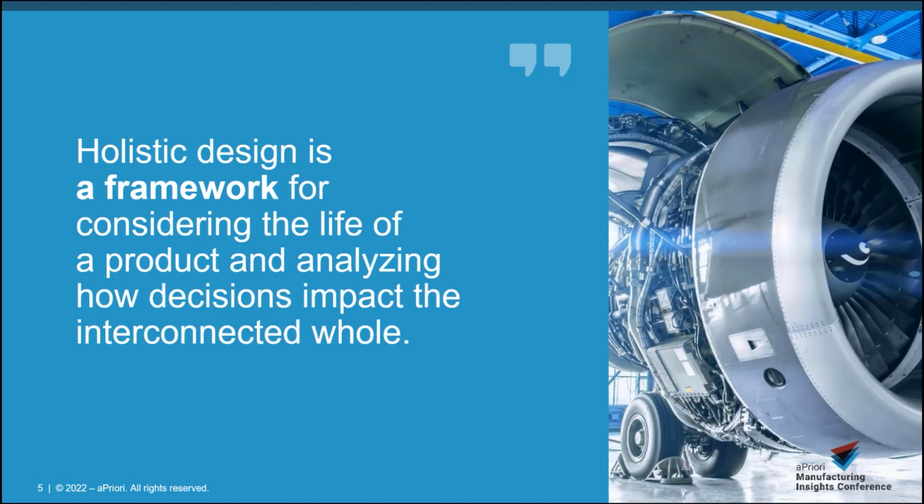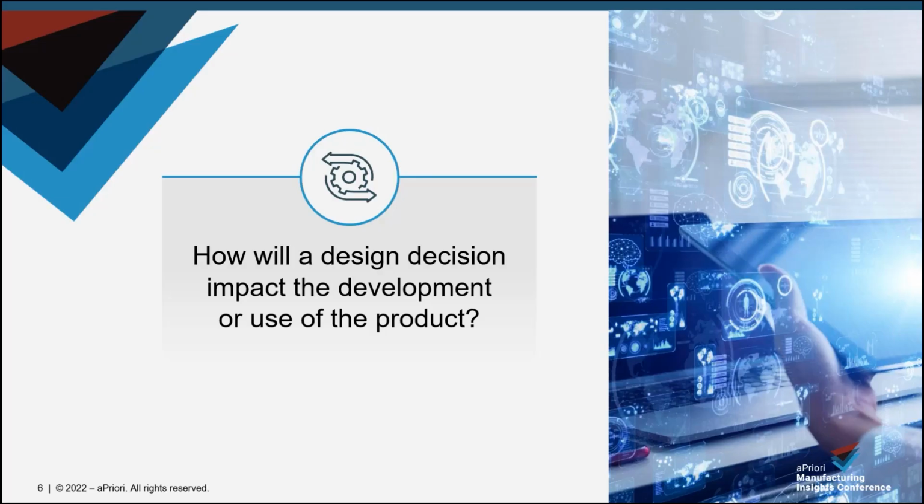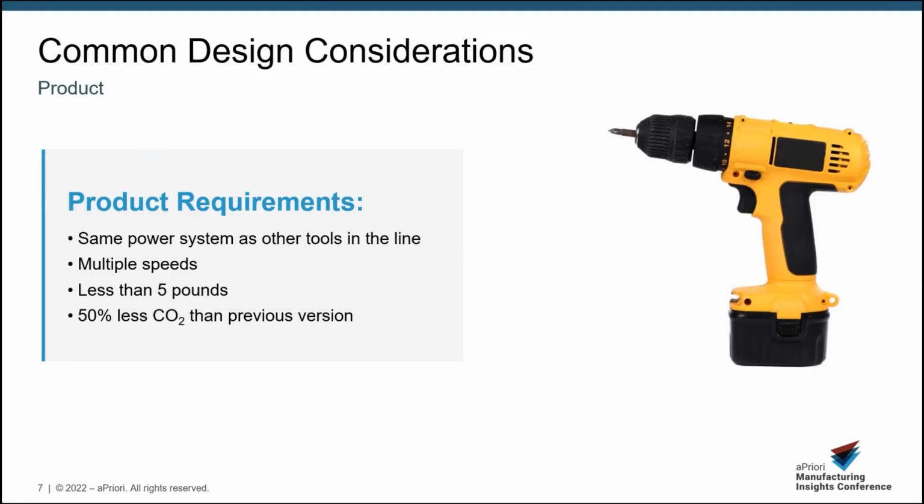Here's my definition. Holistic design is a framework for considering the life of a product and analyzing how decisions impact the interconnected whole. In its most basic form, holistic design seeks to answer a question. How will a design decision impact the development or use of the product? The product could be a website, a room in a house, an office, or even an entire city block. Today, I'll be concentrating on traditional manufactured products and how this approach can help avoid unwanted surprise costs.